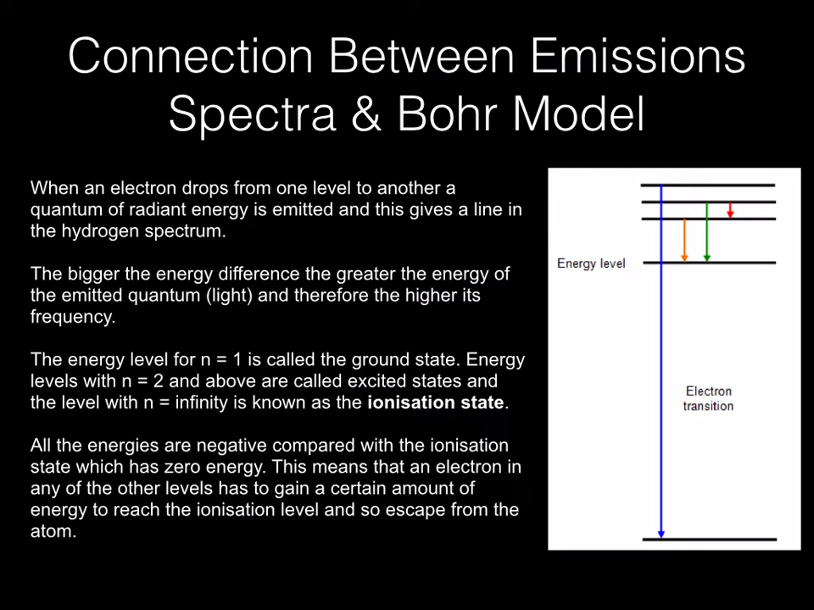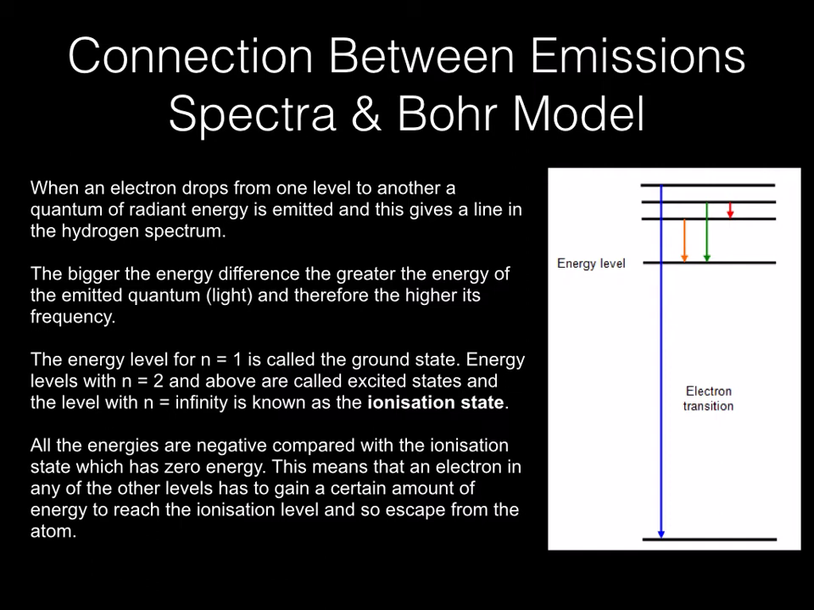When an electron drops from one energy level to another, a quantum of radiant energy is emitted, and this gives a line on the hydrogen spectrum. The bigger the energy difference, the greater the energy of the light that was emitted, and therefore the higher the frequency.